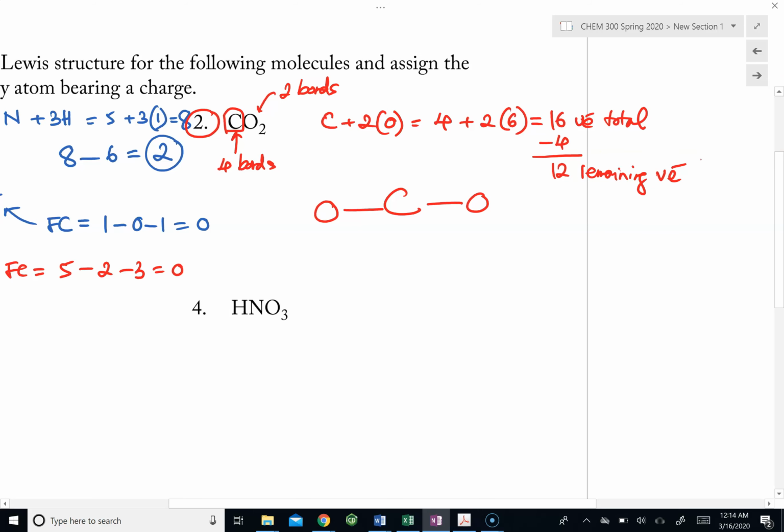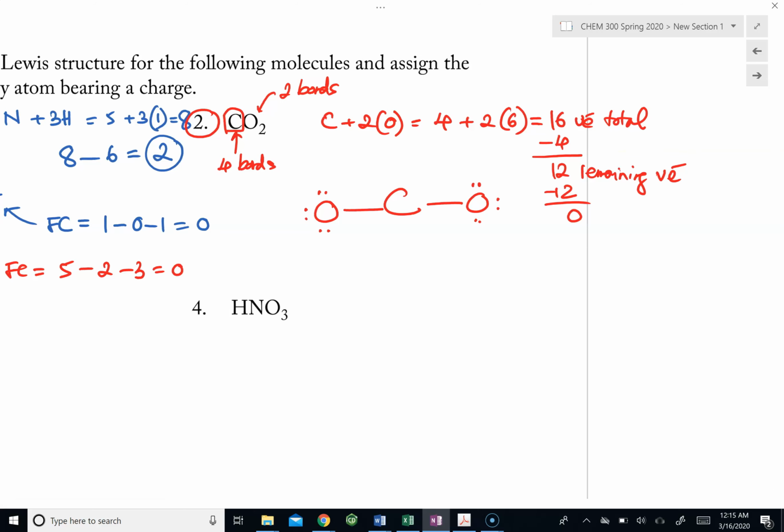With the 12 remaining valence electrons, we need to give them again to the terminal atom first to complete the octet for the terminal atom. So in this case, it will be the oxygen. Each of these oxygens needs 6 more electrons to complete its octet. So we need to give 6 to the oxygen on the left and 6 to the oxygen on the right. And that is the amount of valence electrons that we have. So now 12 minus 12 equals 0. In this case, we do not have any remaining lone pair electrons to give to the carbon.